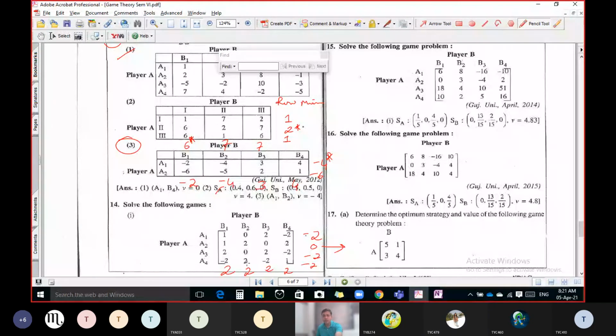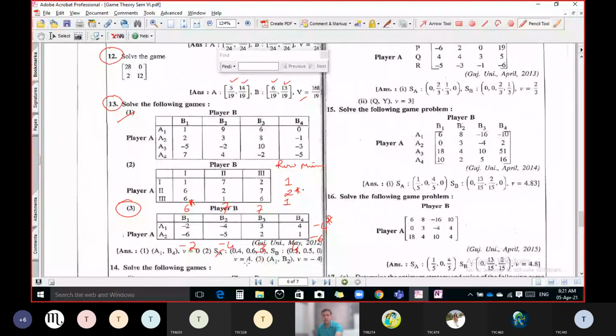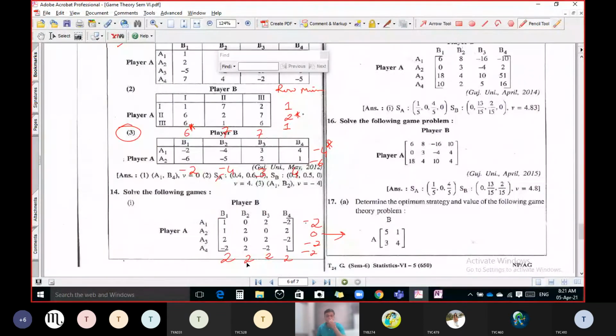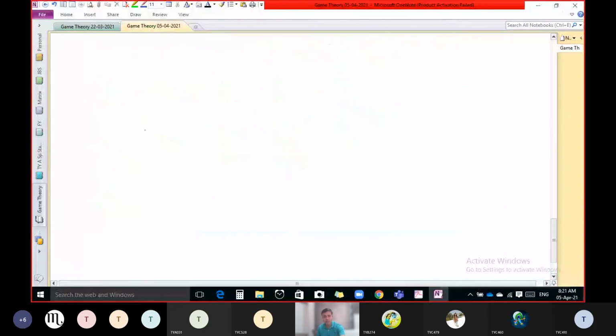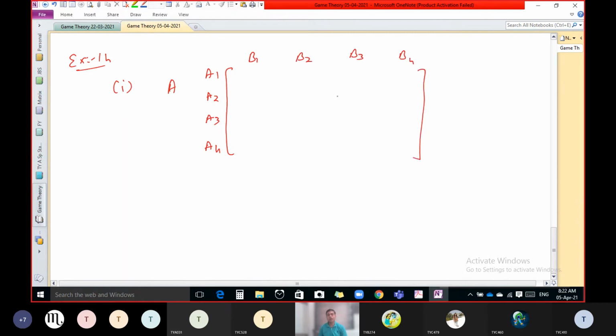But we can say that the upper value and lower value are not same. That means we have to use here which concept? Dominance. Now see, for 14 first, let us do here. For player A, there are 4 strategy: A1, A2, A3, A4. For player B, there are 4 strategy: B1, B2, B3, B4. Not necessary always we have a same number of strategy for both the player.